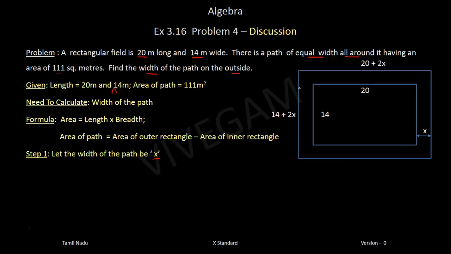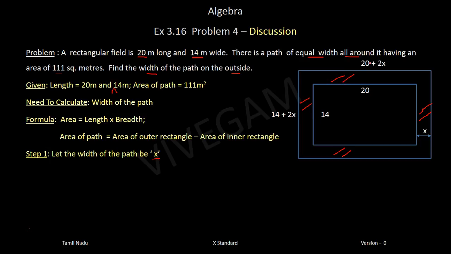So what is the area of the path? Outer rectangle minus inner rectangle will be the area of the path. This area is nothing but outer rectangle minus inner rectangle. You got it? So this is how we need to do.